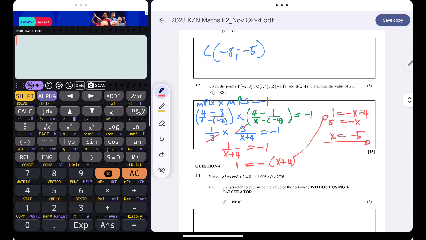So immediately whenever they tell you that two lines are perpendicular, they are telling you that the product of the gradients of those lines is equal to -1. All you need to do is to just solve for that particular unknown variable.